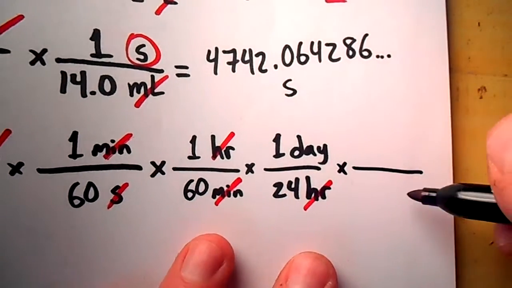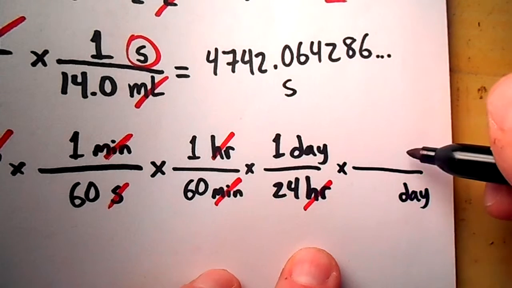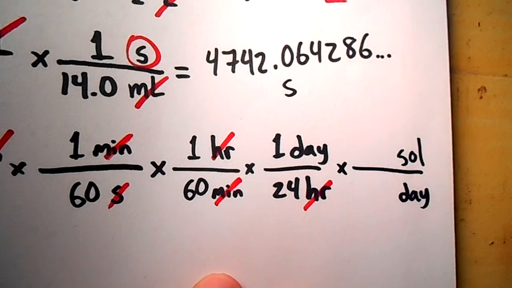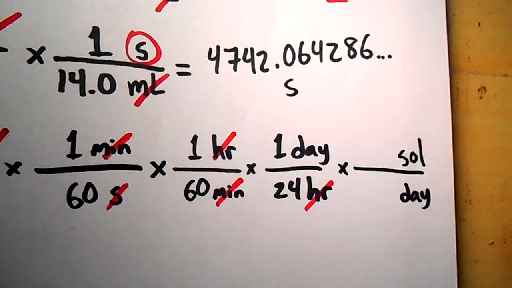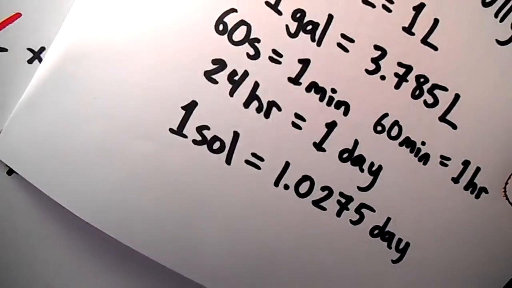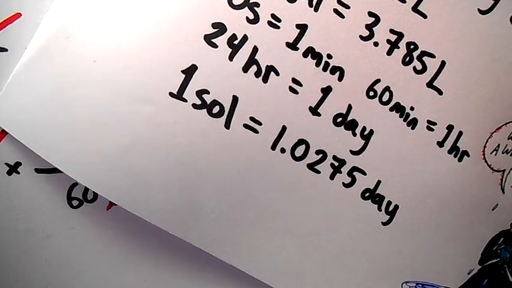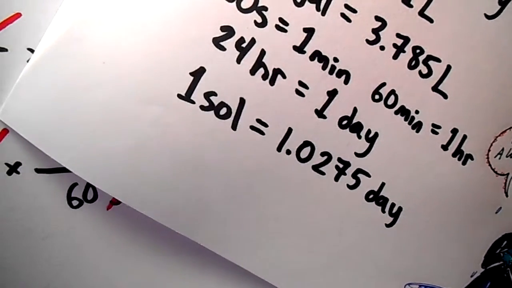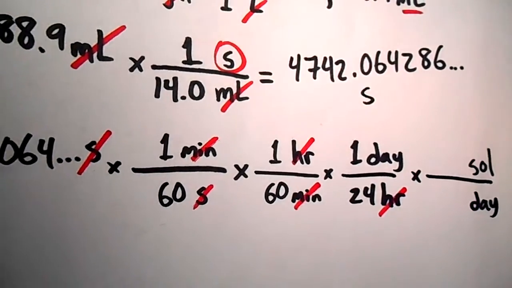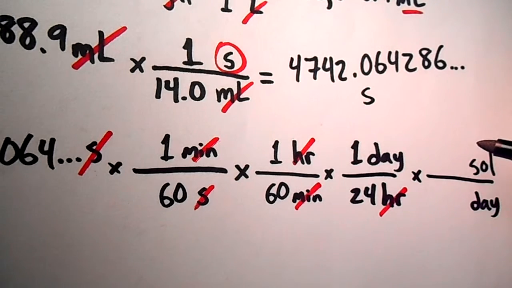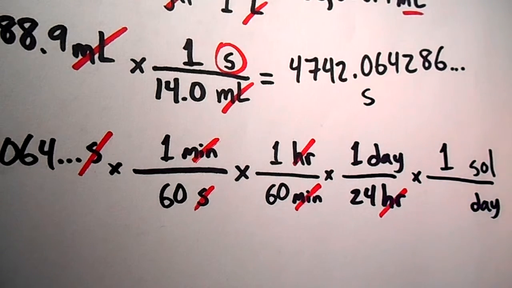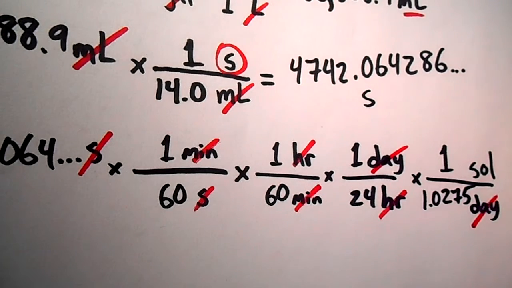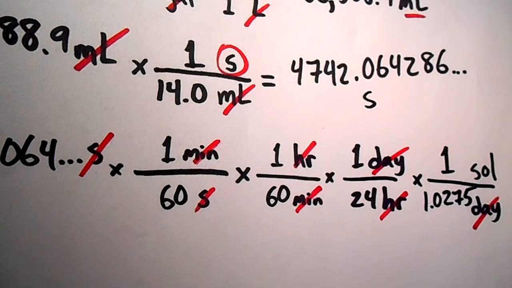And so my day is going to go on the bottom, and my Martian soul is going to go on the top. If we check back at our conversion factor, then 1 Martian soul is equal to 1.0275 Earth days. So that's what I want to have here. For every 1 soul, I'm going to have 1.0275 Earth days. So this is then going to cancel out days, and I will know how many souls it's going to take for her to dissolve.